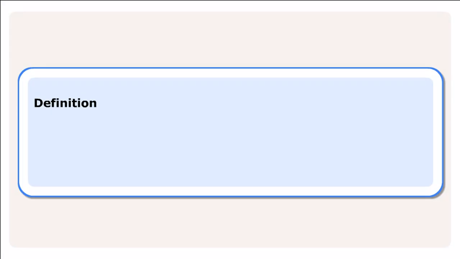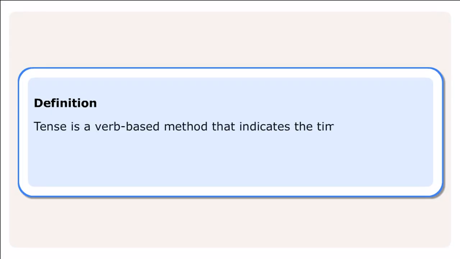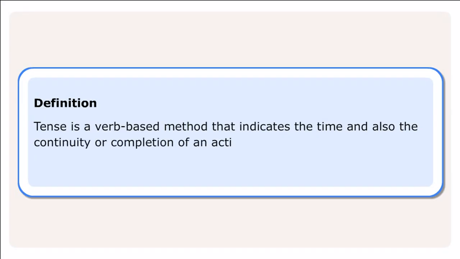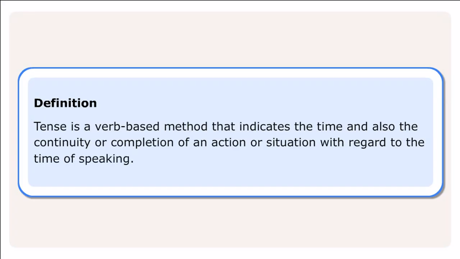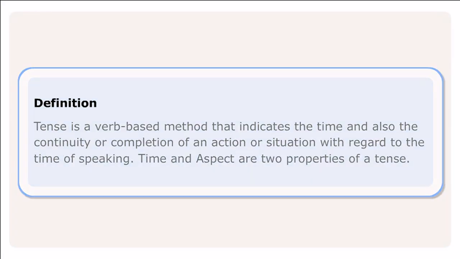Definition. Tense is a verb-based method that indicates the time and also the continuity or completion of an action or situation with regard to the time of speaking. Time and aspect are two properties of a tense.